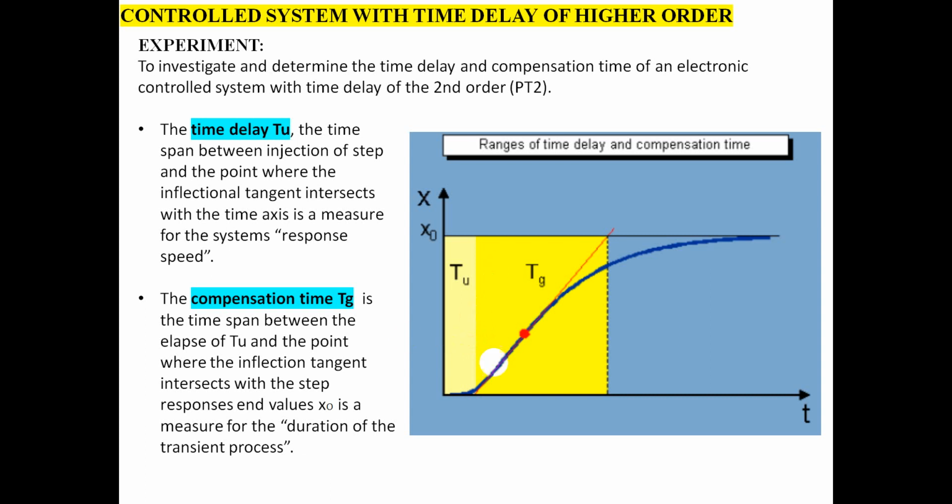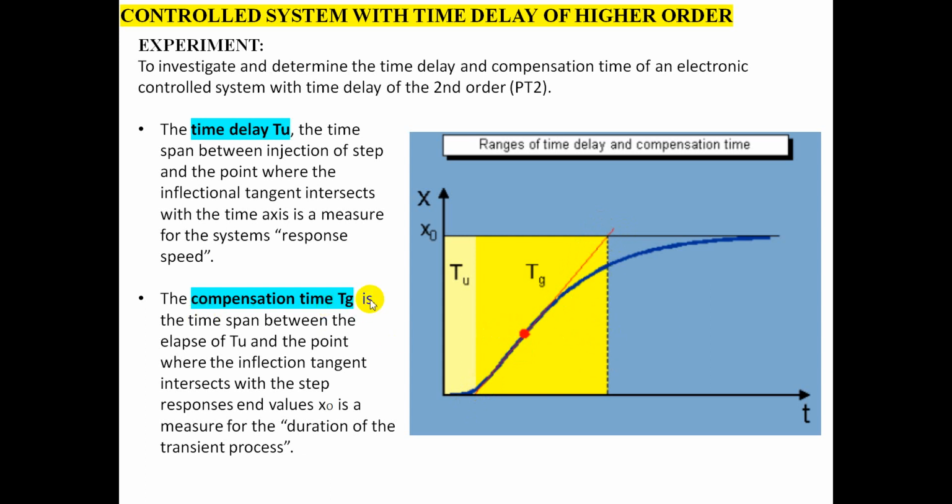The next step is the compensation time. The compensation time starts from the place where we finish with the Tu, meaning this point where the tangent touches the time axis, up until the point where it touches your step signal here, which is at x0. So this area is going to be your Tg.